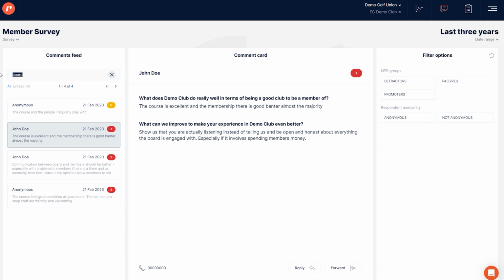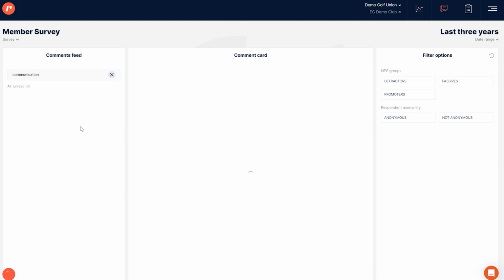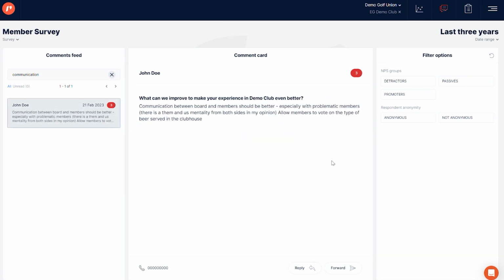You can also try and search on communication, and here again we have something about the communication between the board and members should be better, especially regarding members that might be problematic. And also we should allow members to vote on different things, such as what beer is served in the clubhouse, which is always a great way to kind of get engagement from our members.